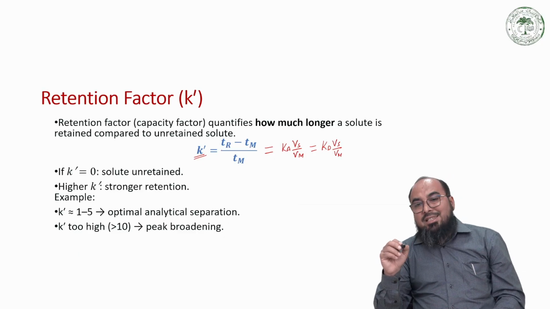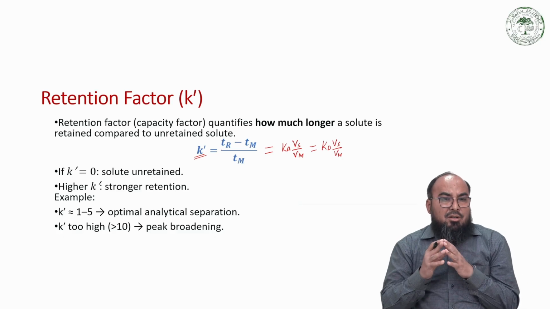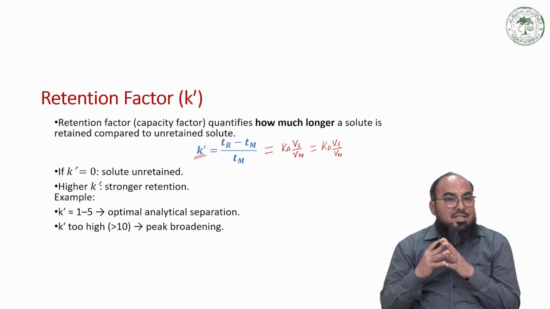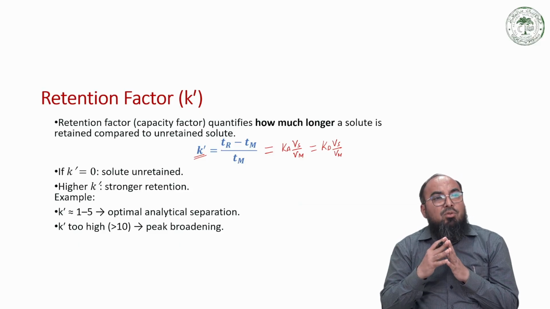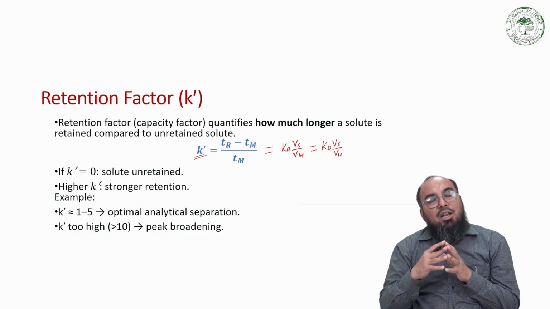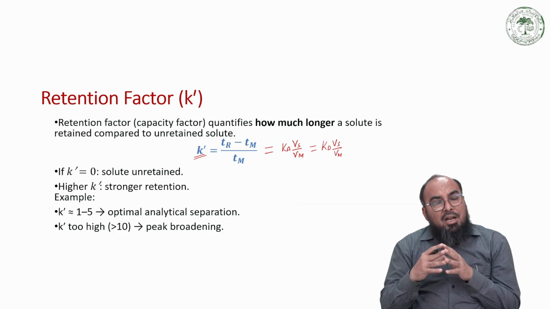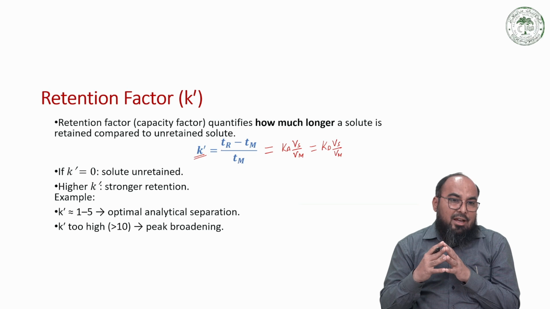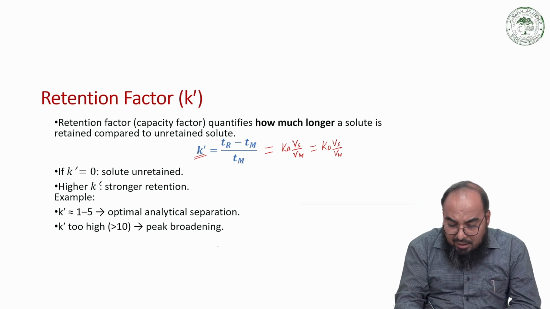So what does K tell you? If the value of K is 0, then your solute remains unretained. That is, there is no interaction; your solute does not interact with the stationary phase. As the value of K increases, it implies that the solute is going to be retained in the column for longer times, and longer retention means stronger interaction. So for an optimum analytical separation, the K value must lie between 1 to 5, at the most up to 10. But if it is greater than 10, then we can get a broad peak like this.